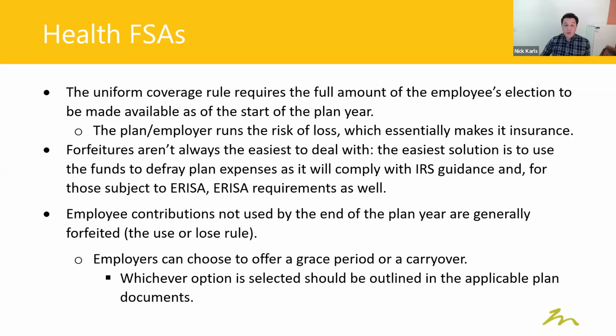The uniform coverage rule requires that the full amount of the employee's election be made available as of the start of the plan year. This is how it makes your health FSA essentially operate like insurance, which then makes it excludable from taxable income under sections 105 and 106. So the idea is it's kind of a give and take. The government said they have this, we'll talk about forfeitures, the employee has the risk of loss if they don't use it. However, if an employee on January 2nd uses their full election, and then they leave employment with you later that month, you can't take out the full amount from their final paycheck or anything like that. You're basically out the money. They've used it like that insurance. So you have to make the full amount available from the start of the plan year.